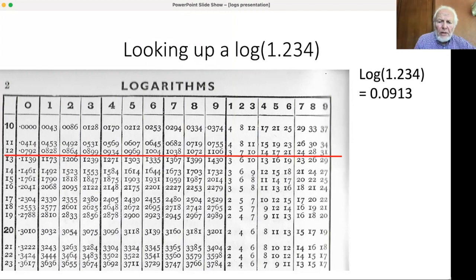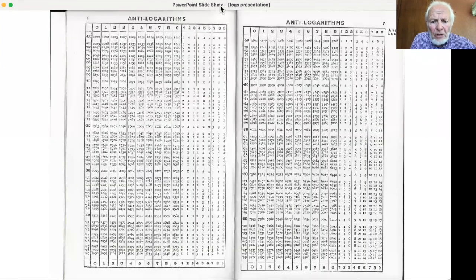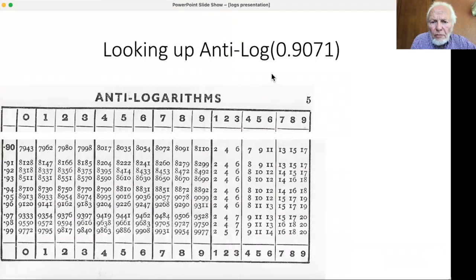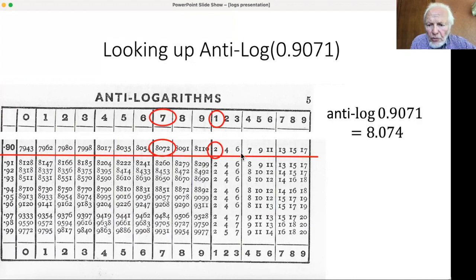Okay, and then when you've added the two logs, you have to look up the answer in the anti-log table. And as you'd expect, this is pretty much exactly the same process. So we zoom in a bit on the bit we need. Anti-log of 0.9071. So we look up the 90 here, and the 7 is here. So that tells us that anti-log of 0.907 is 8.072, and then we want 1 in this fourth place. The proportional part gives us 2, so anti-log of 0.9071 is 8.074.